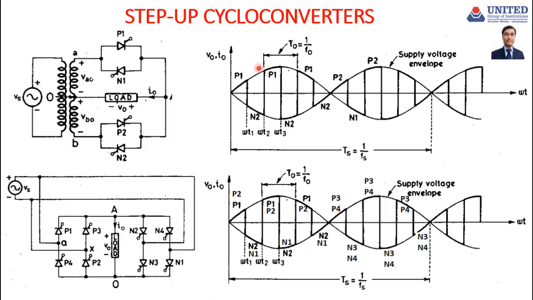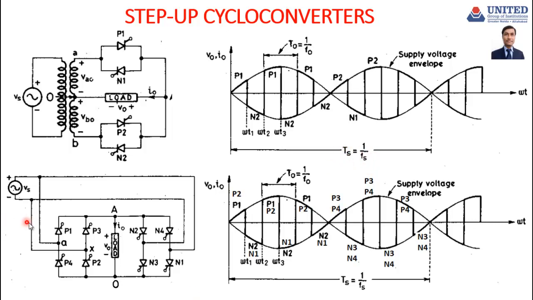So in this manner, thyristors P1 and N2 for the positive half cycle and thyristors P2 and N1 in the negative half cycle, and so on, are switched alternately between positive and negative envelopes at high frequency. Therefore, as a result, an output voltage of frequency F0 higher than the supply frequency Fs is obtained.